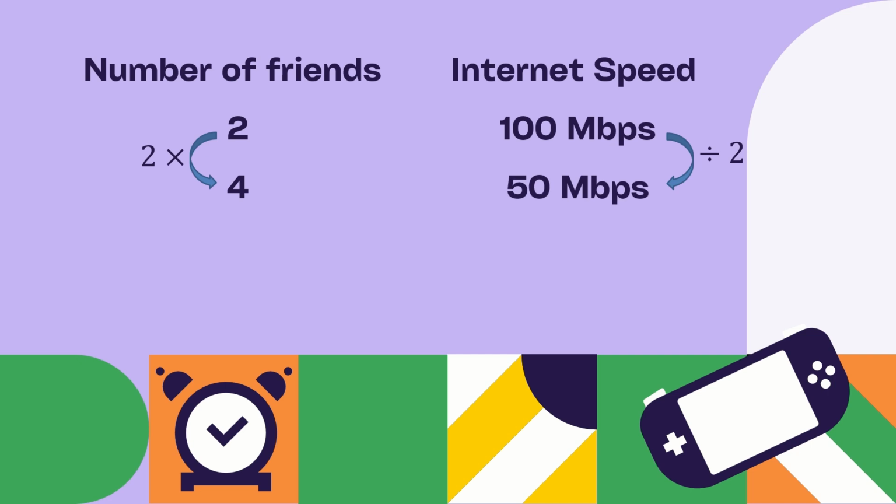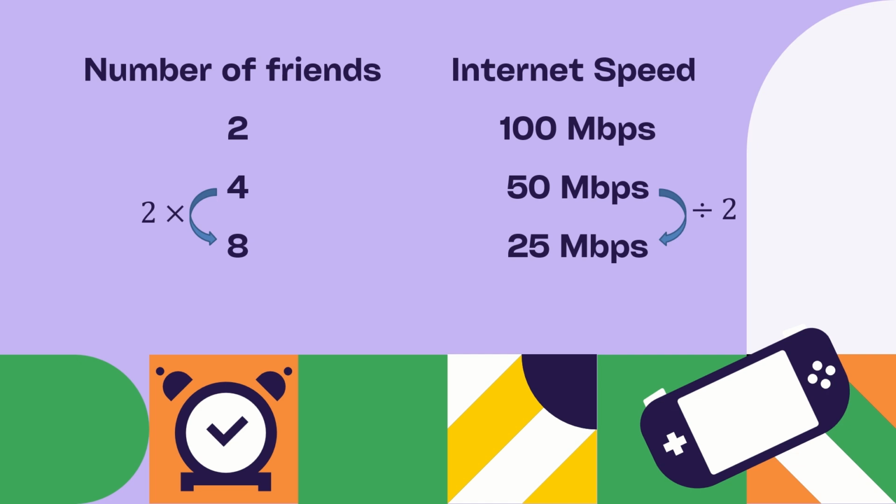If we do this again, let's double the number of friends from 4 to 8. Well, we would need to halve the speed, so we have 50 Mbps to get 25 Mbps. So if we continue to double the number of friends, we'll continue to halve the amount of speed. But what if we want to know the speed with 5 friends? This is a bit trickier.